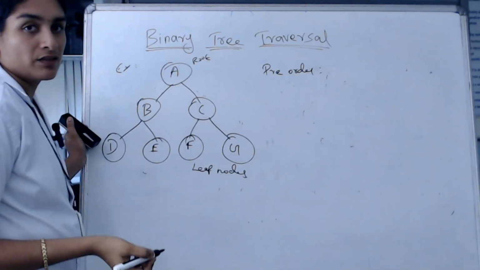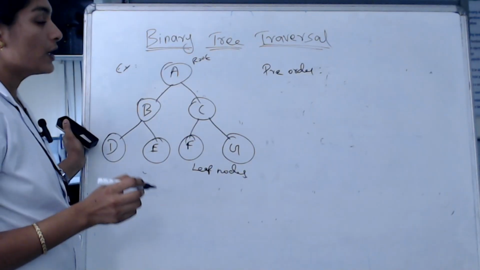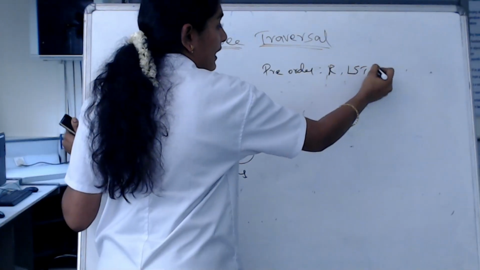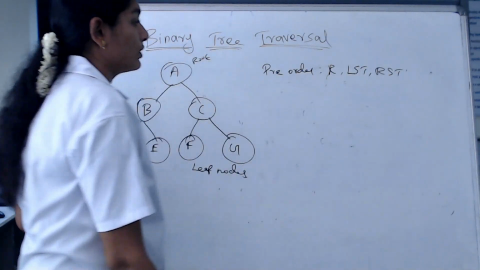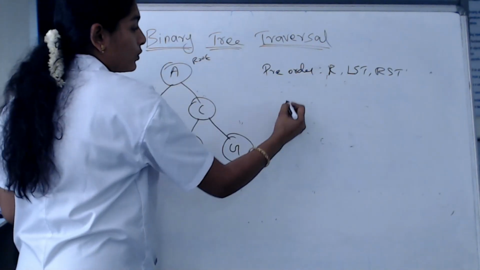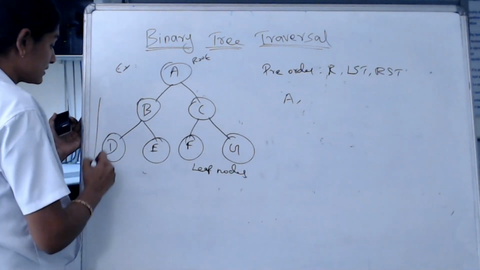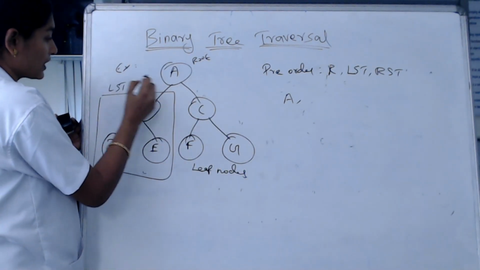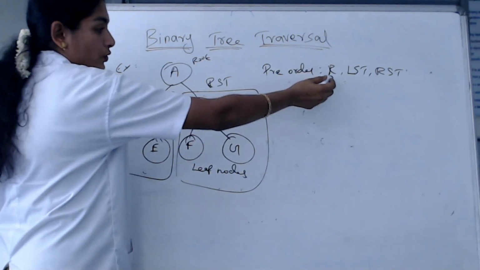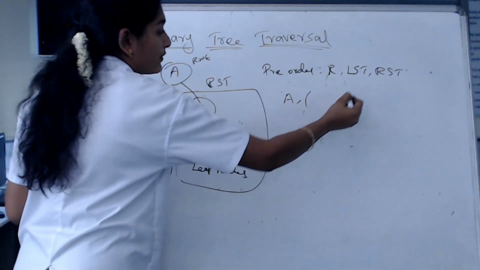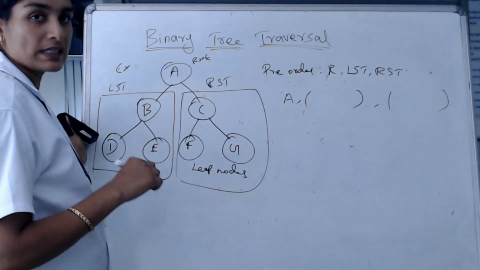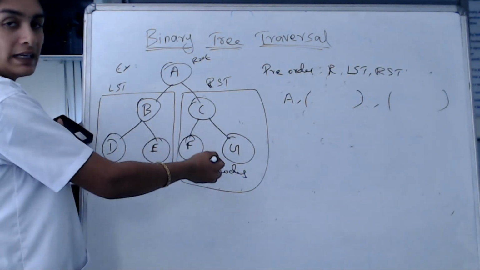Pre-order traversal means we have to follow the algorithm, that is, visit the root node first, then the left subtree, and then visit the right subtree. See this example. Here the root node is A. So first visit the root node, so write A here. This is called the left subtree and this is called the right subtree. Visit the root node first, next visit the left subtree, then the right subtree. Again we have to follow the same recursive steps for the left subtree and right subtree.